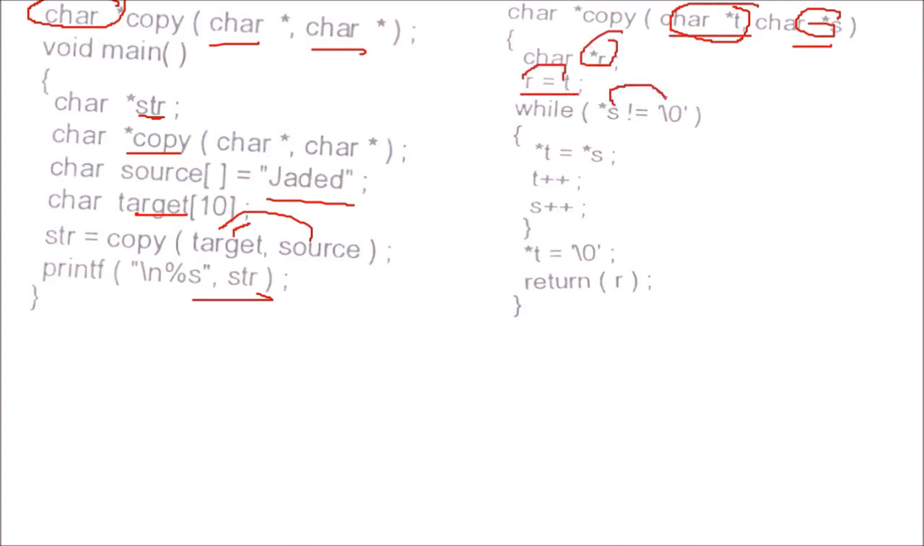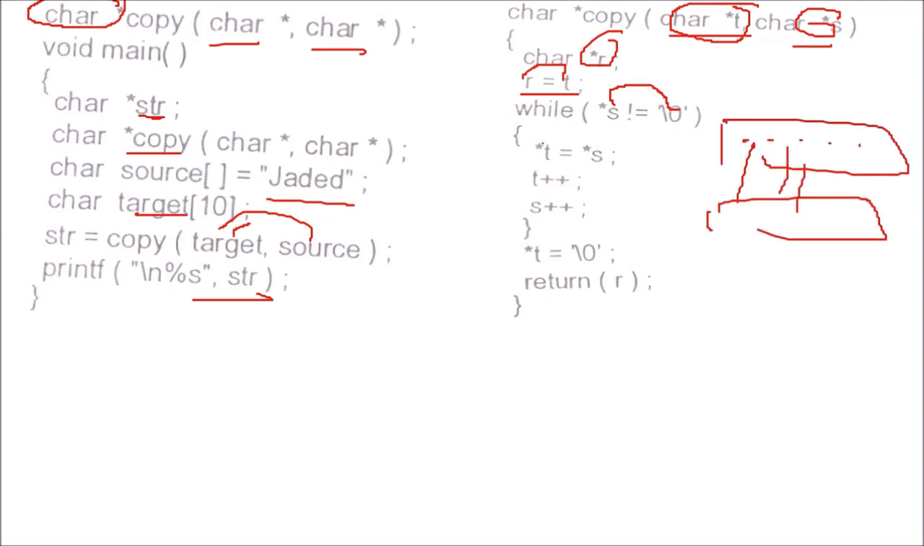Now till we reach the end of the source from here to here, we have to copy one by one to the target. This is how it is done. The source plus plus and T plus plus is done, and the source value has been assigned to the target. And at the time we reach the target end, we have to assign a /0 here, and then we return the R. And this returning of R is taken by char star, and which is being assigned here.